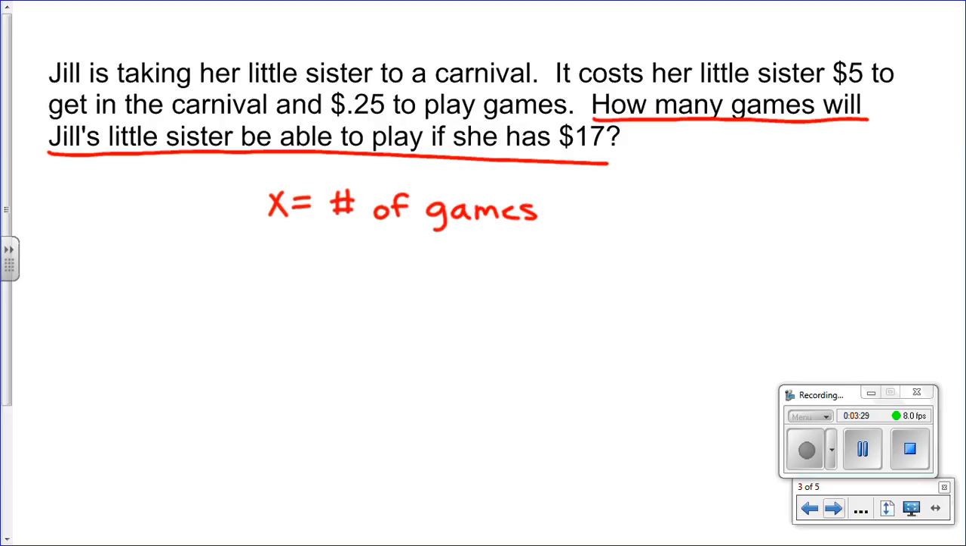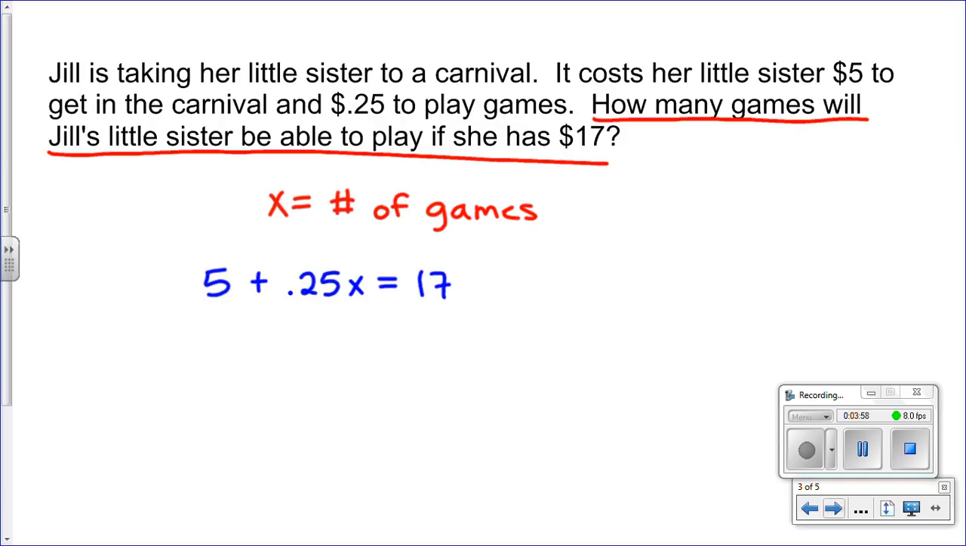So it cost her little sister $5 to get in the carnival. All right, that's a one-time cost, so that does not have a variable with it. And 25 cents to play games. So since you're playing 25 cents per game, you have to put the x with the 25 cents. And then I know she has a total of $17. So totals go after the equal sign.